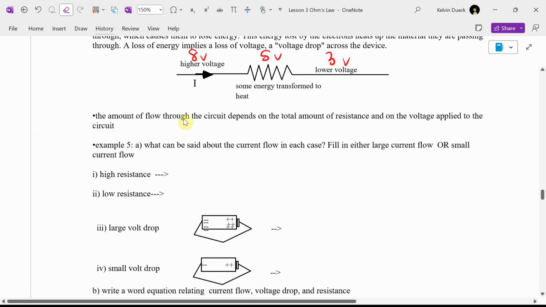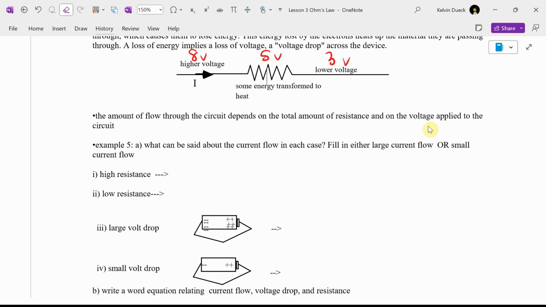So the amount of flow through the circuit, current, depends on resistance and voltage. High resistance is going to be a really narrow ski run, just a trail. If it's just a thin trail, can you get more skiers or fewer skiers on that run? This is crucial stuff. If it's a high resistance, bigger current or smaller current?